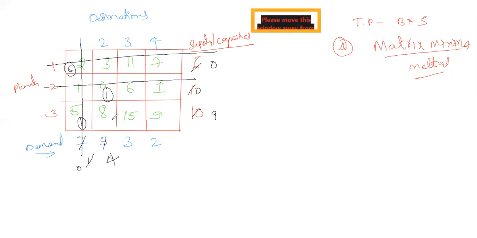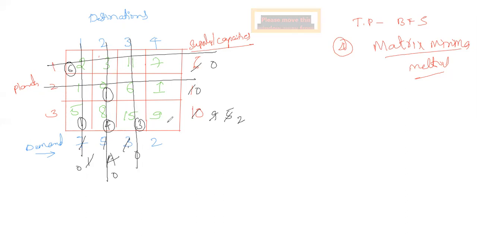Next minimum is 8. Supply is 4. Here the demand is 9. Take all the 4. It becomes 0. So this becomes 5. Cancel this. Here it is 3. 5 is there. Take all the 3. 0, and remaining is 2. 0 became, cancel. Only the remaining last is 2. Demand is 2. Supply is 2.